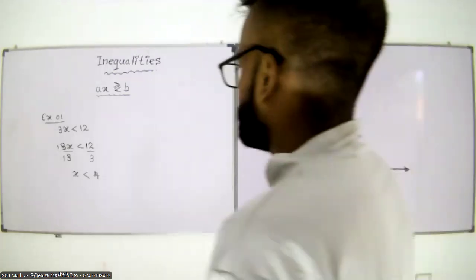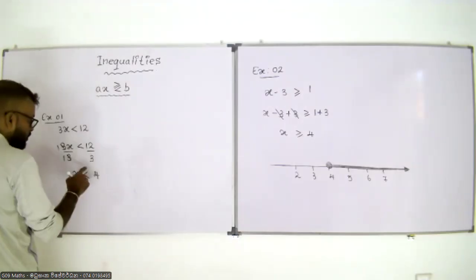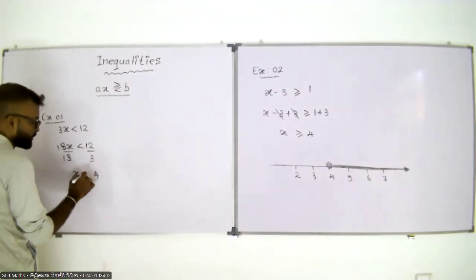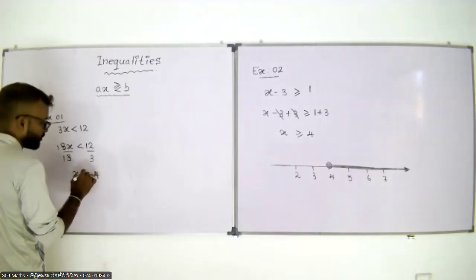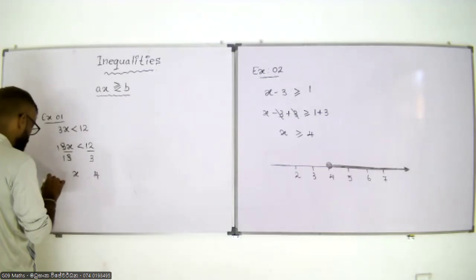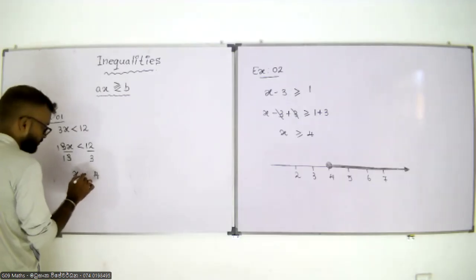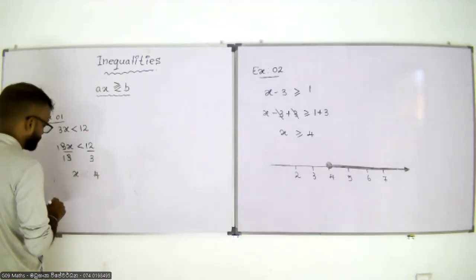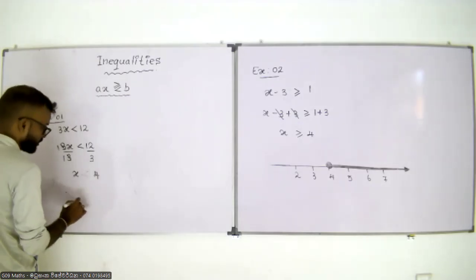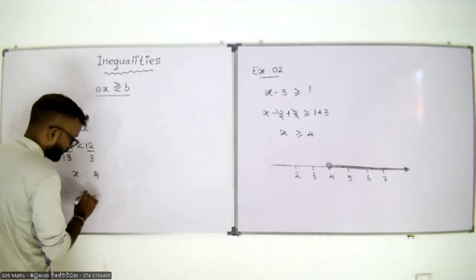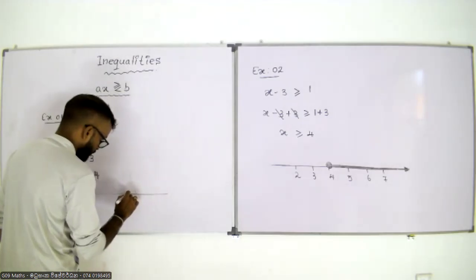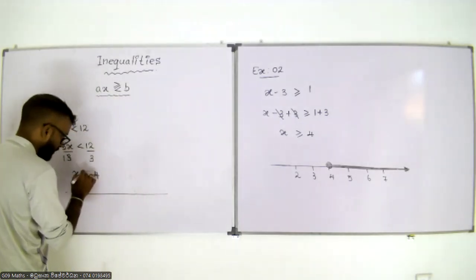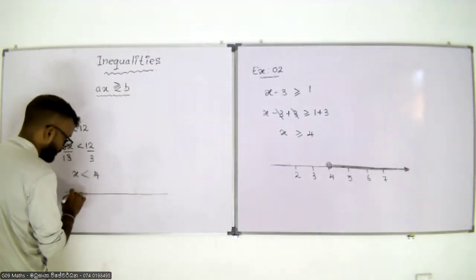This one is easy. Maybe easy, right? I'm going to represent this inequality on a number line. So I'm going to draw my number line. My inequality is x less than 4.